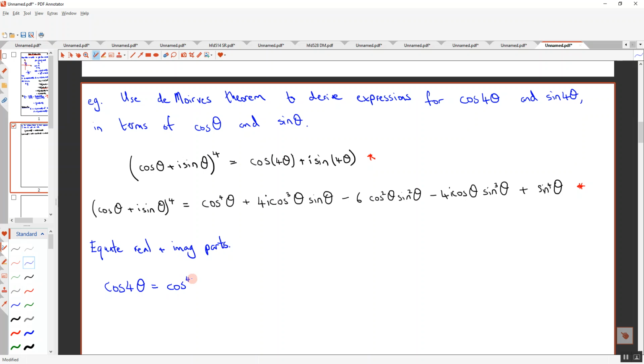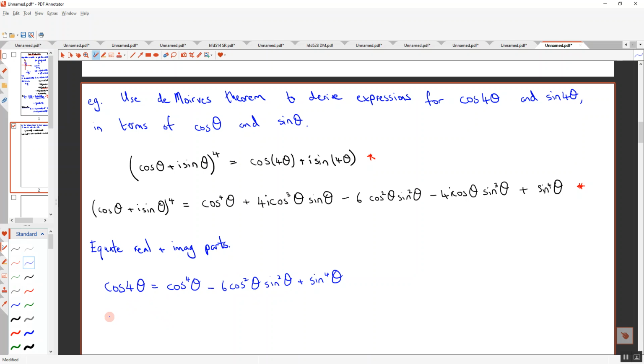cos to the power of 4 theta minus 6 cos squared theta sine squared theta plus sine to the 4 theta. Okay, so that's my expression now for cos of 4 theta in terms of cos theta and sine theta.